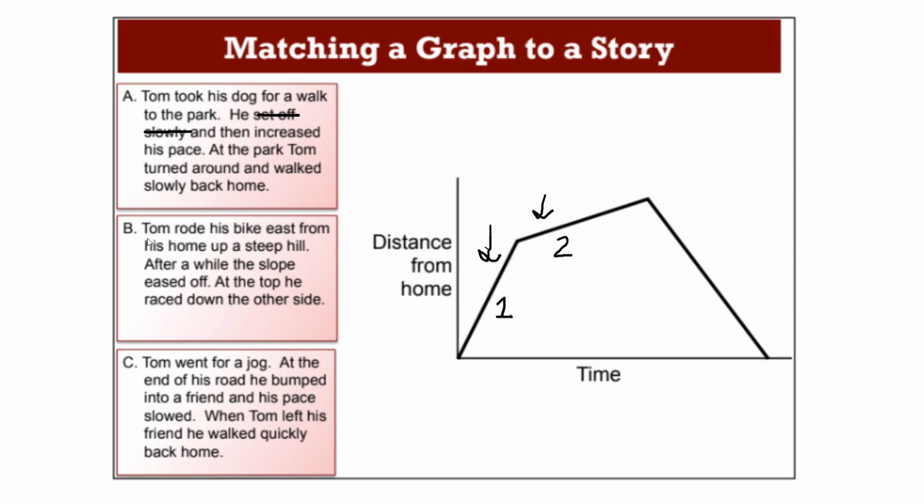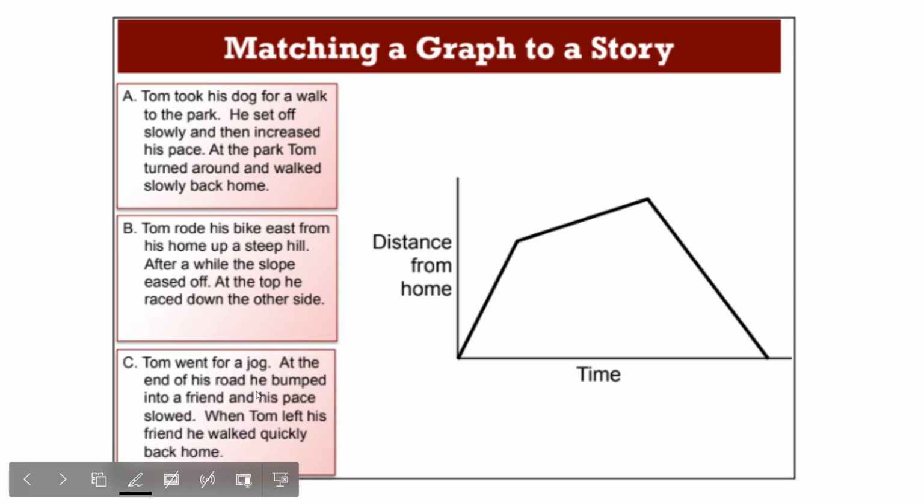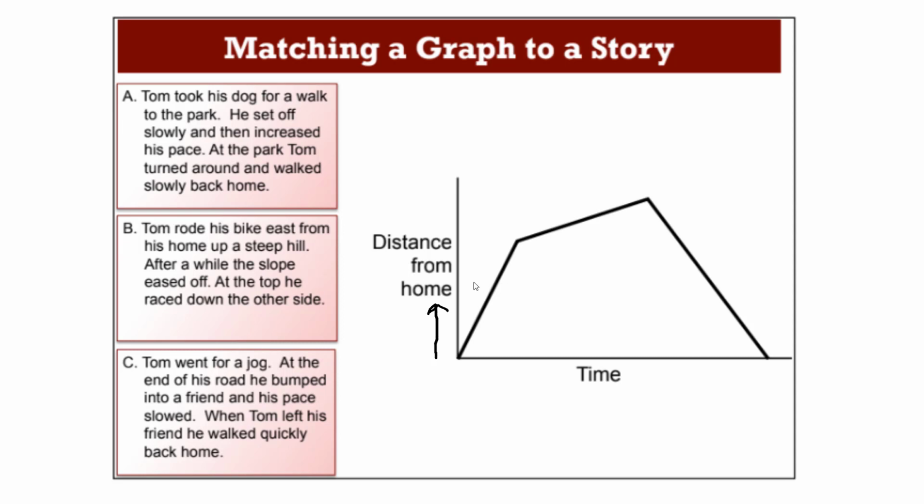So let's check another story. Tom rode his bike east from his home up a steep hill. After a while, the slope eased off, and at the top, he raced down the other side. So this is addressing a common way that people make a mistake with this, because doesn't it look like he's going up a hill and then down a hill? Well, he isn't, because remember, this isn't his elevation. This is his distance from home. You can't tell how high above Tom is from where he started. So we're going to ignore that one.